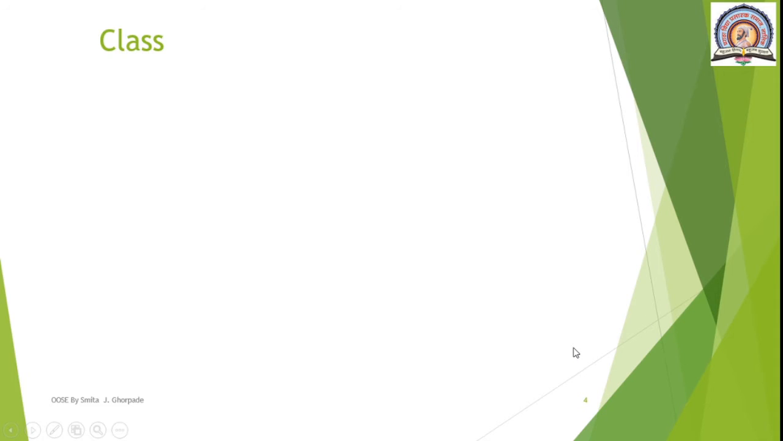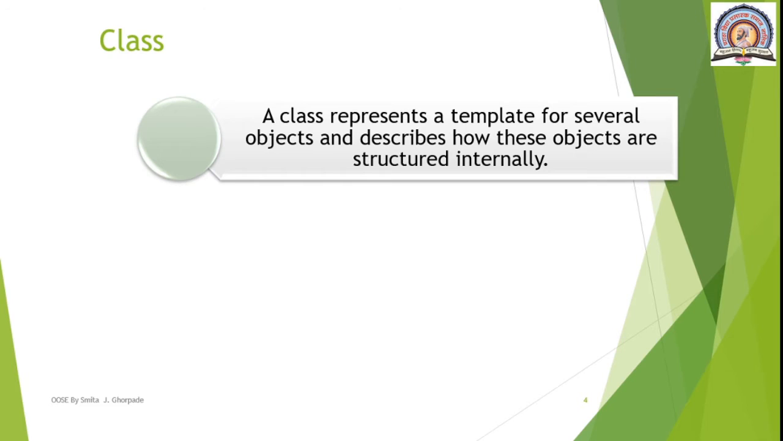Now the second terminology is class. How is it defined? A class represents a template for several objects that describes how these objects are structured internally. Means for every object there is a set of attributes, there is certain behavior or a set of methods that could be represented, that could be defined under one unit, that is said to be a class. That's why a class could be said as a template which describes the object.